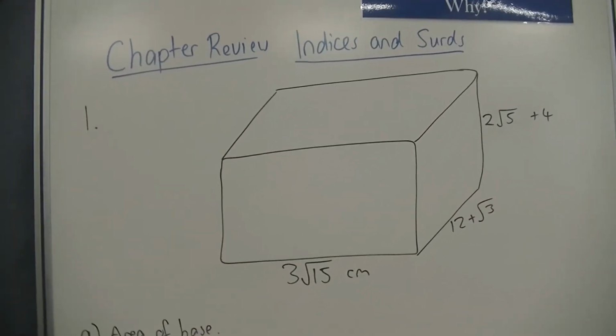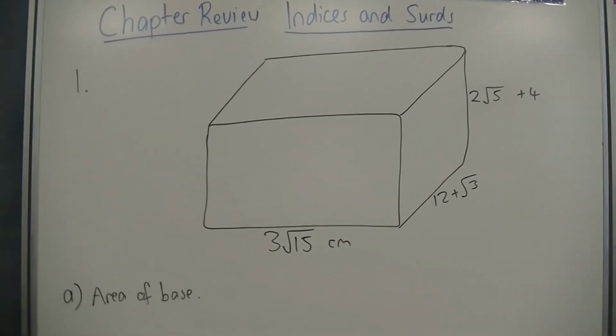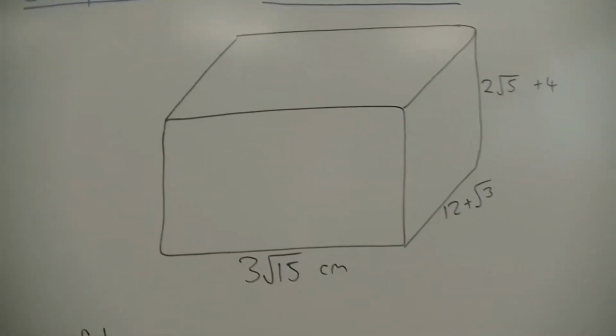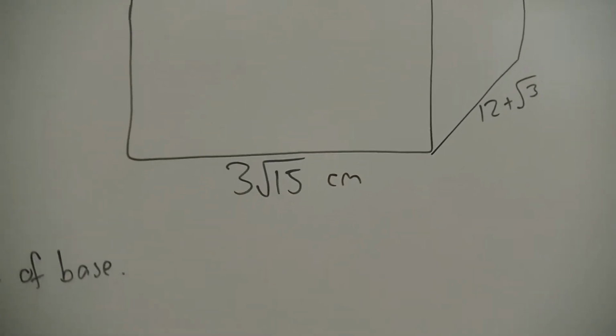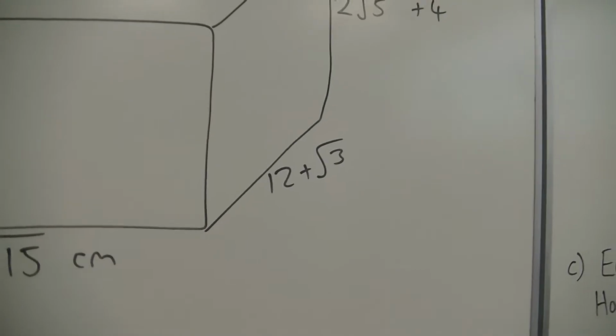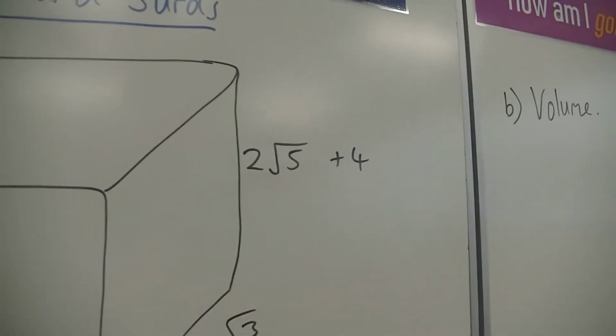Chapter 3, Indices and Surds, chapter review. So question 1, there's our picture. Draw a picture first. It says, a small rectangular jewellery box has a base with dimensions 3 root 15 centimetres by 12 plus root 3 centimetres, and it has a height of 2 root 5 plus 4 centimetres.